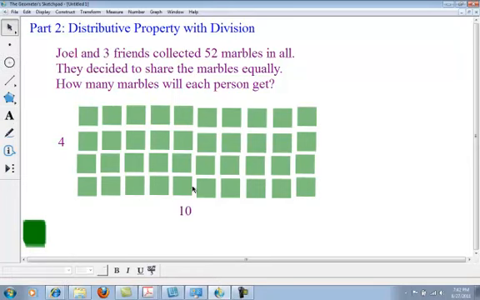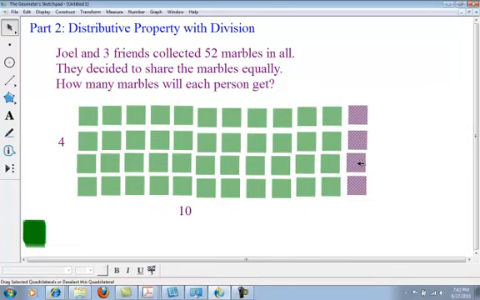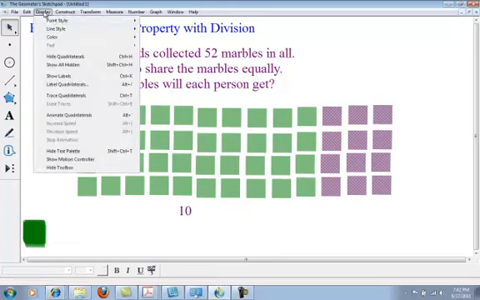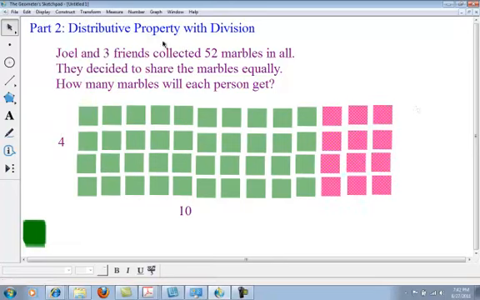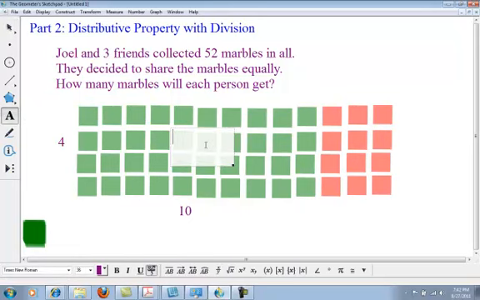I have to get to 52, so now I can add 4 more, so that's 41, 42, 43, 44, 45, 46, 47, 48, 49, 50, 51, 52. And I'm going to change these to a different color. Let's choose red, to show that this is my 4 rows of 10, which gives me 40 altogether. And I'm going to put a big 40 here in the middle so that we can remember that that's 40.